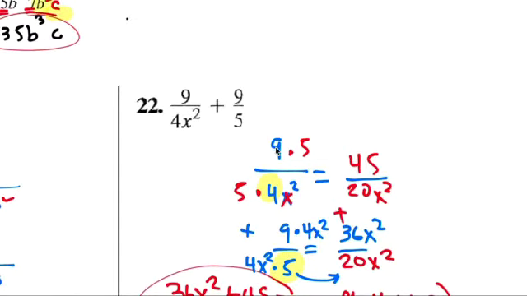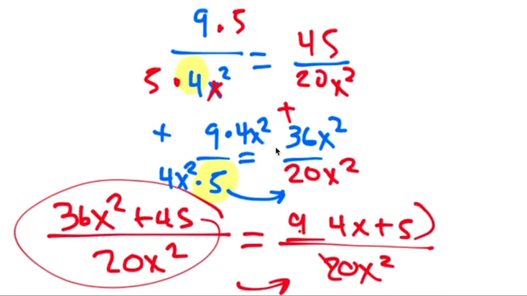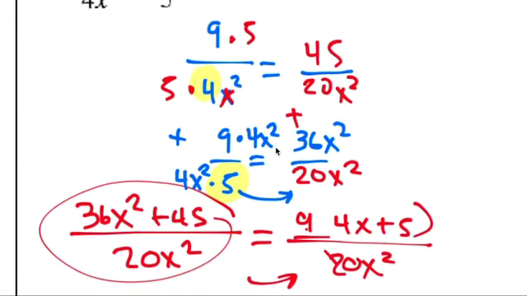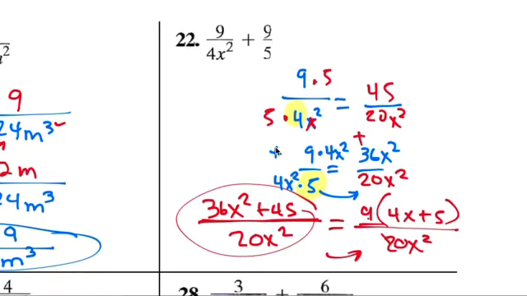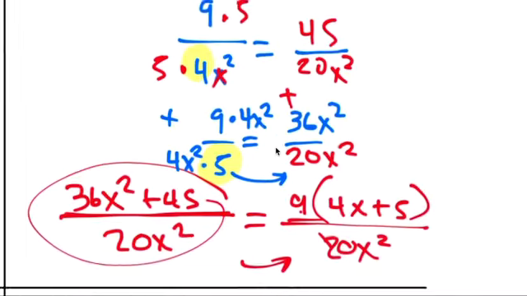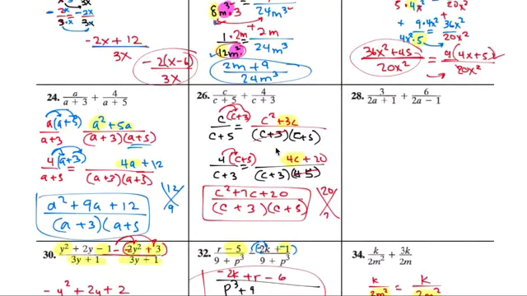They're not alike, so we need to put that. You get this here, and then you factor out a 9, and you get that answer. Okay, and it doesn't factor, but get used to simplifying like that. It's good for you. Okay, same thing.